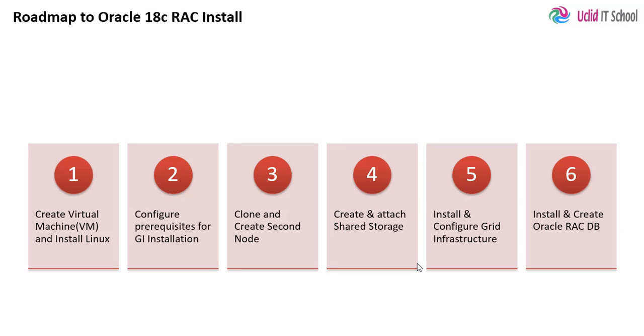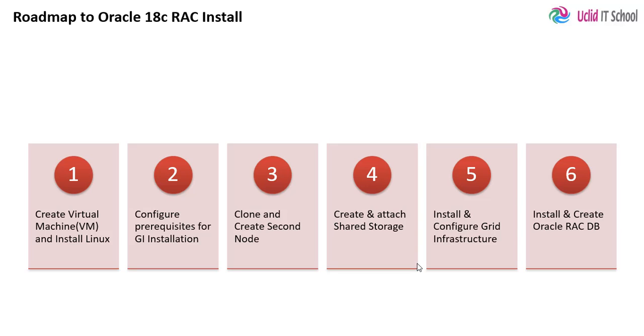Then we have to install and configure Oracle 18c grid infrastructure. Then lastly, we have to install and create the Oracle RAC database. So these are the steps that we need to complete to successfully install and configure Oracle 18c RAC. So let us start with the first step, which is create a virtual machine and install Oracle Linux.